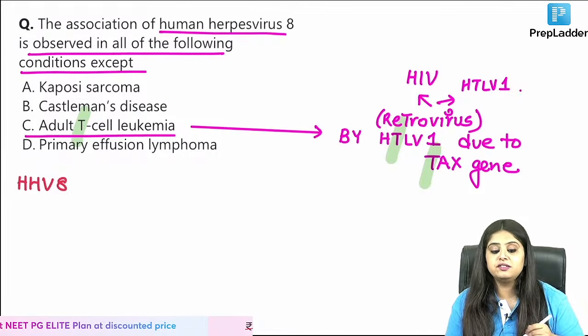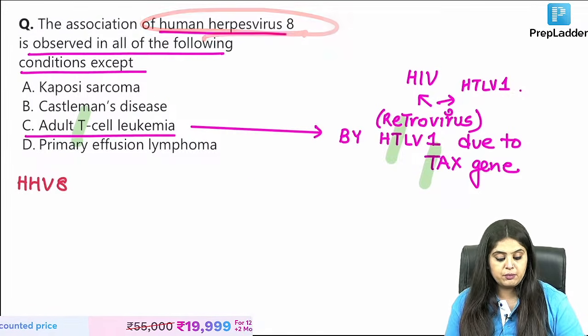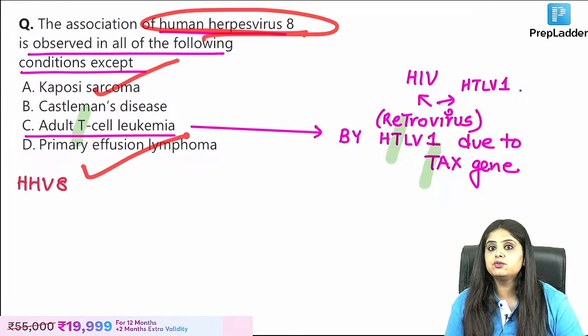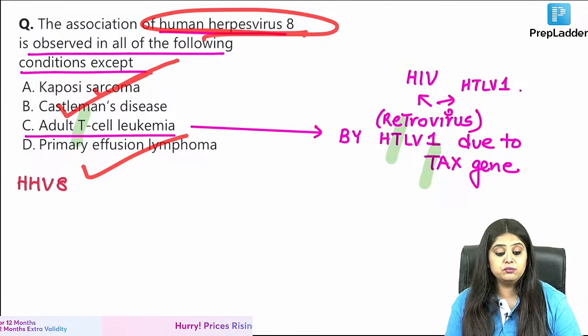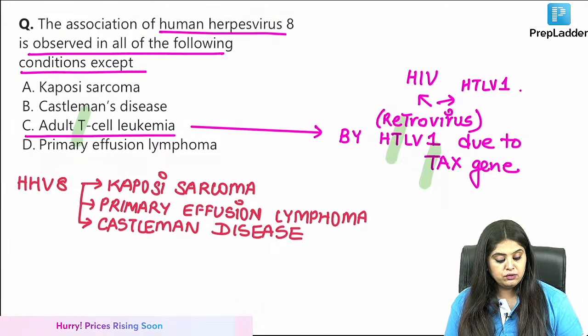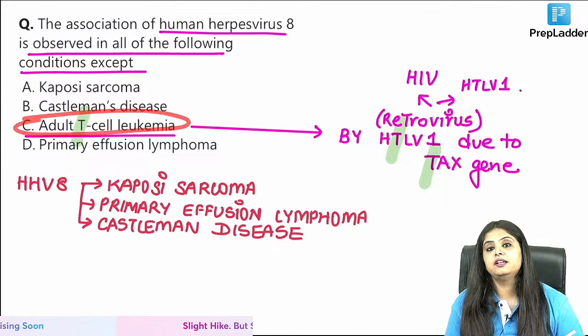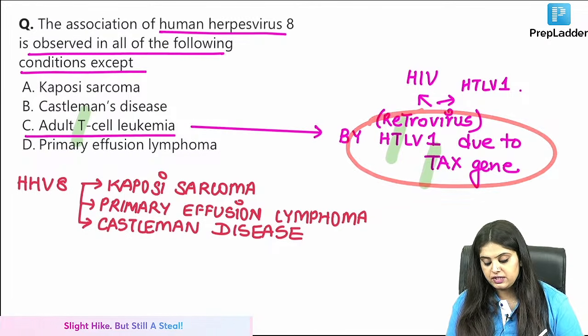That's the question I asked you. HHV8 causes what? Kaposi sarcoma. It causes primary effusion lymphoma. It causes Castleman disease. What does it not cause? It does not cause the adult T-cell leukemia lymphoma, which is caused by HTLV1.